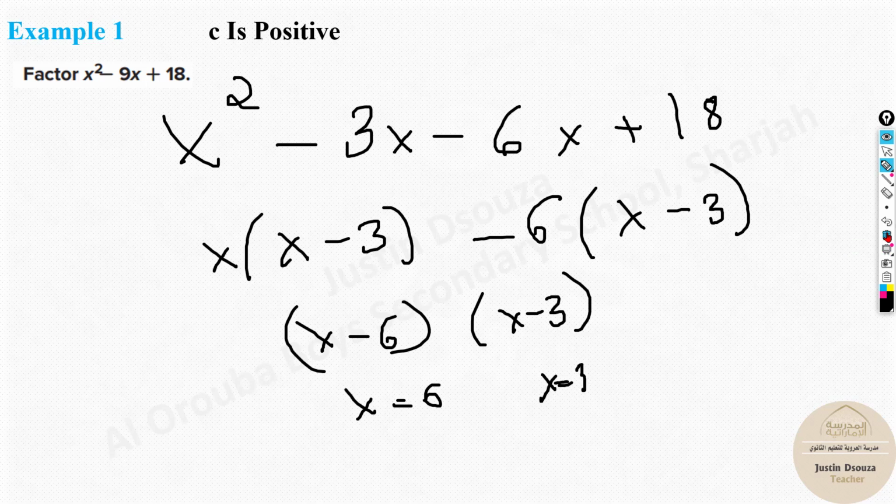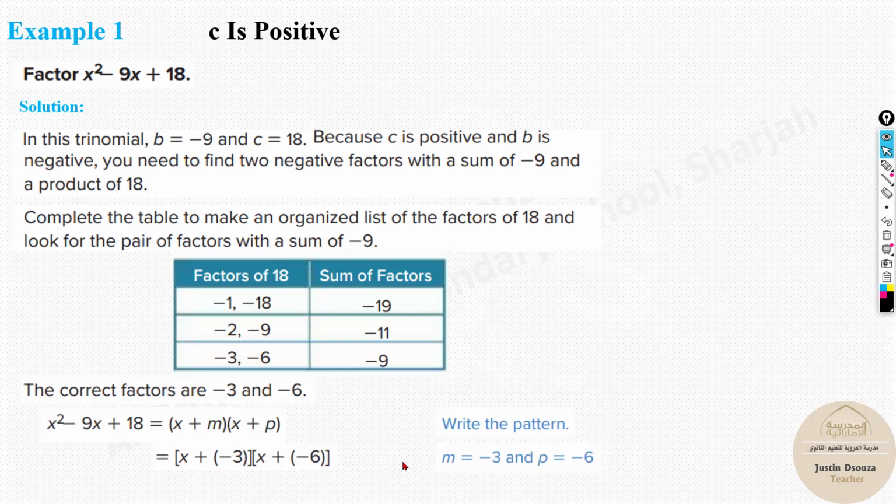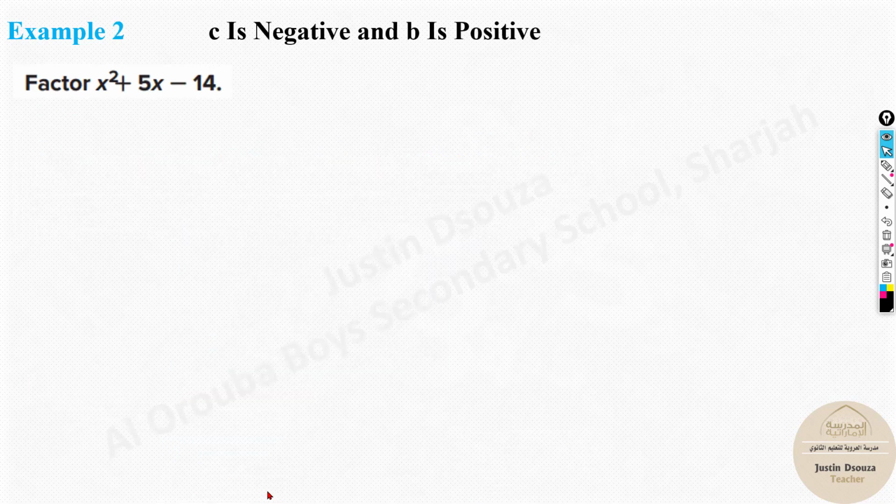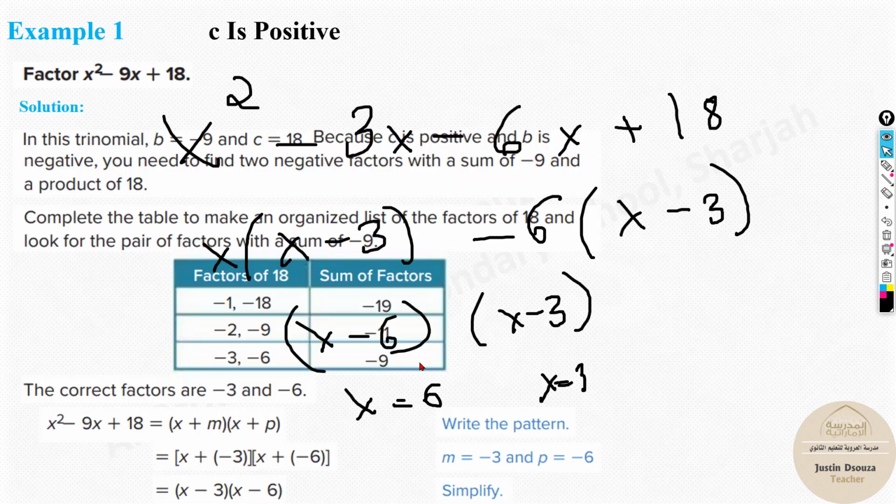So this is how we get it. Now that's what is written over here. Yes, finally we are just writing the factors over here. So this is the step. It is x minus 3, x minus 6. Now is there a shorter way?